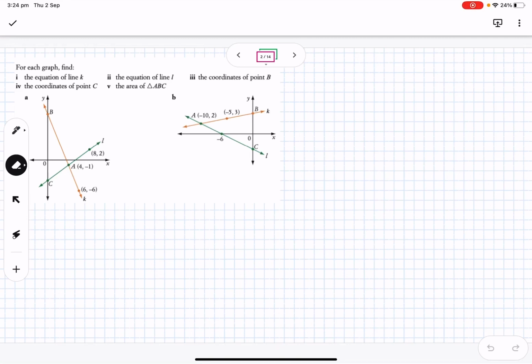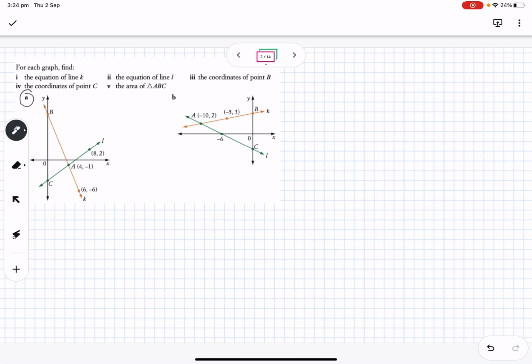Hey everyone, I've had a couple people ask about the first question and how to do it. So I'm going to go through part A just so that we have somewhere to go from. Okay, so for each of these graphs, find the equation of the line K.